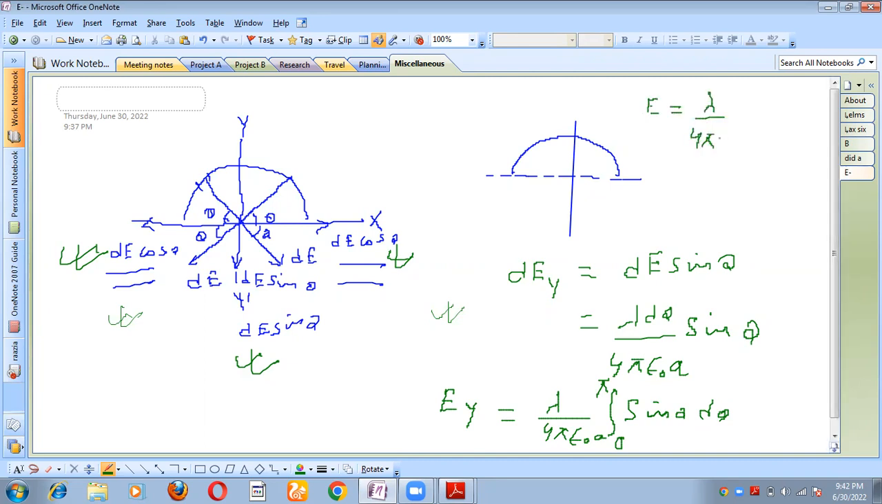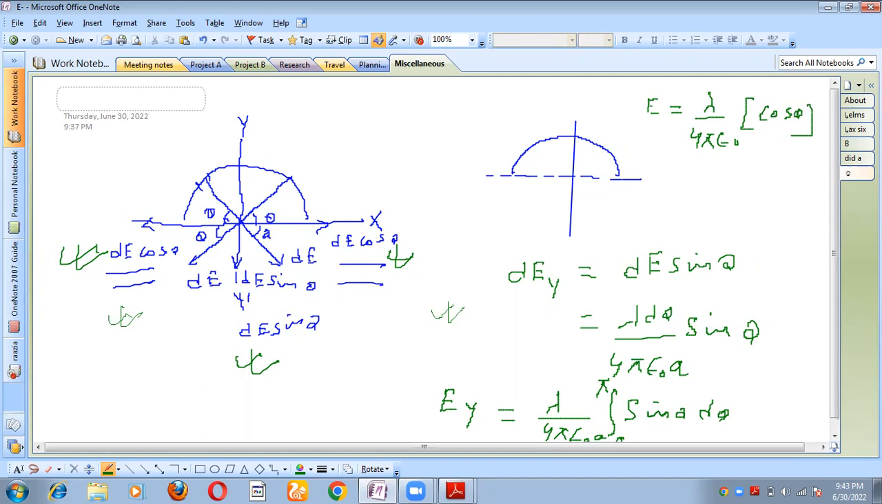What is the integration of sine theta? Anyone can say? Cos theta. What is the integration of sine theta? Cos theta, right? It's minus cos theta, right? Integration of sine theta is minus cos theta.